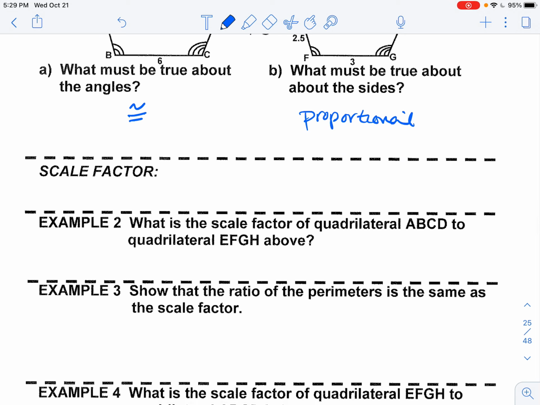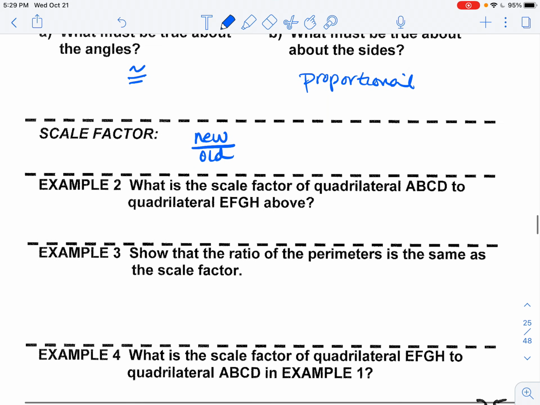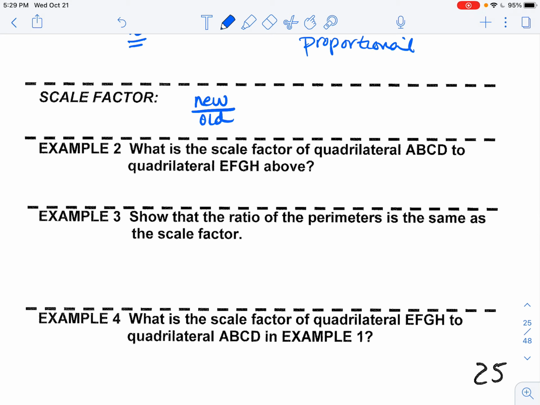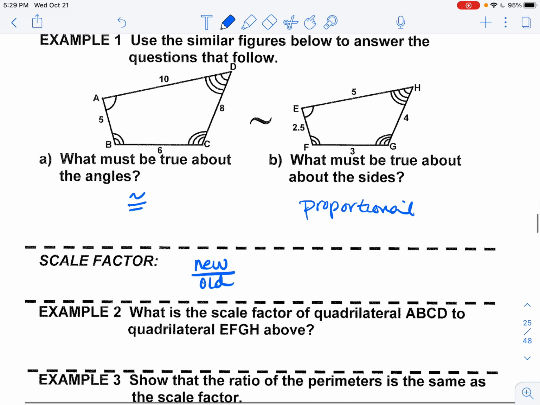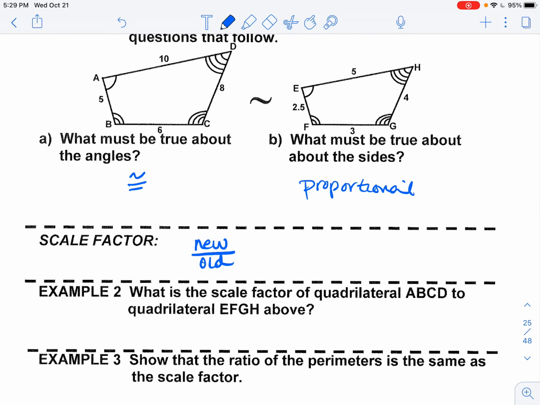Okay, so let's talk about a scale factor. The scale factor is the new numbers divided by the old. So in example 2, it says, what is the scale factor of quadrilateral ABCD to quadrilateral EFGH? Well, if we look at quadrilateral ABCD to quadrilateral EFGH, this is the old and this is the new.